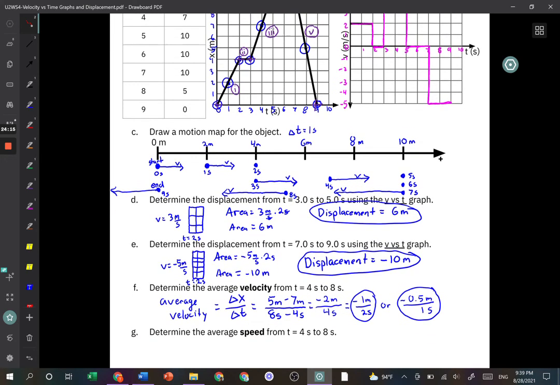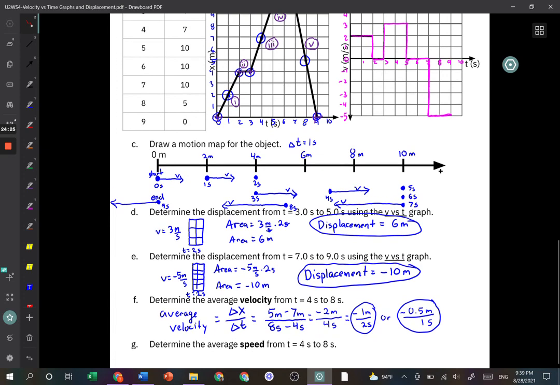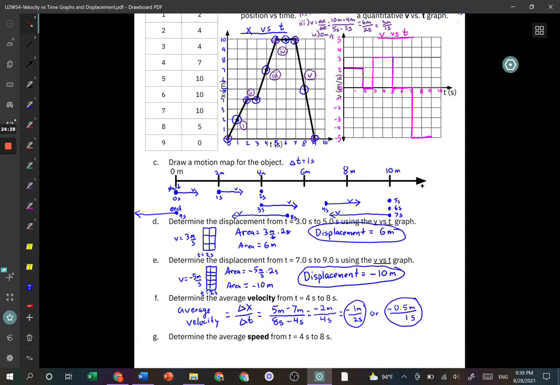2G is going to be the last problem that we have here. It's going to actually be asking for the average speed in that exact same time interval, like problem F did, from 4 to 8 seconds. Now, the difference between average speed and average velocity: our average speed depends on the path length over our period of time. So our path length, we're going to look to see how far it's traveling in each of those regions.